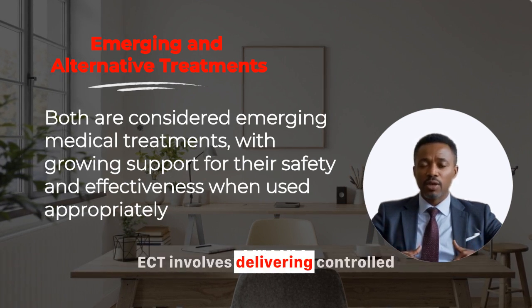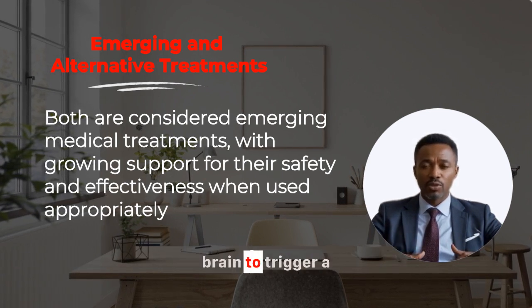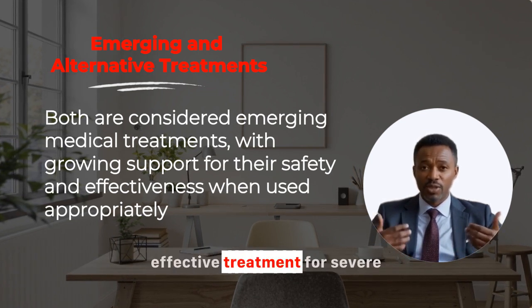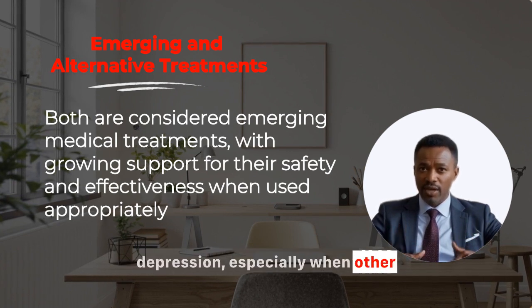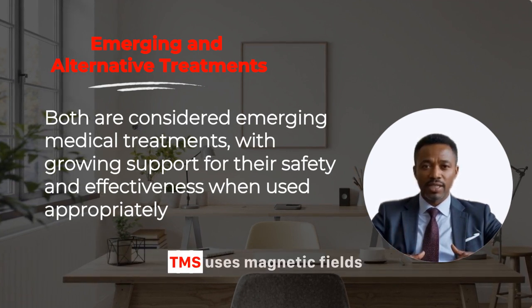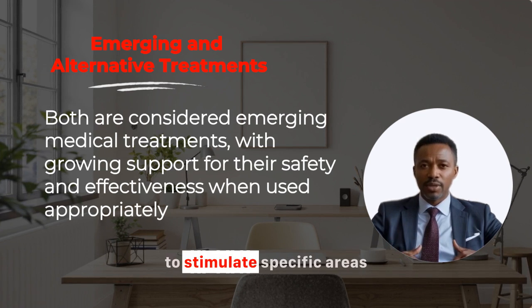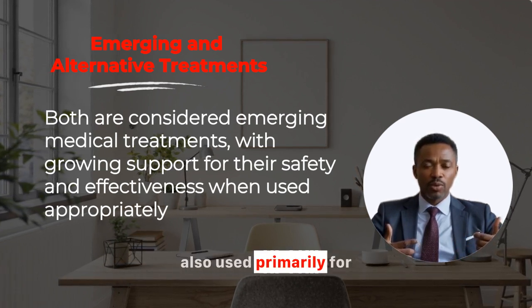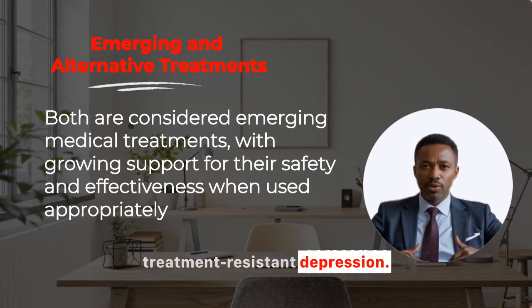ECT involves delivering controlled electrical currents to the brain to trigger a brief seizure. It may sound intense, but it's a highly effective treatment for severe depression, especially when other treatments have failed. TMS uses magnetic fields to stimulate specific areas of the brain. It's non-invasive and is also used primarily for treatment-resistant depression.